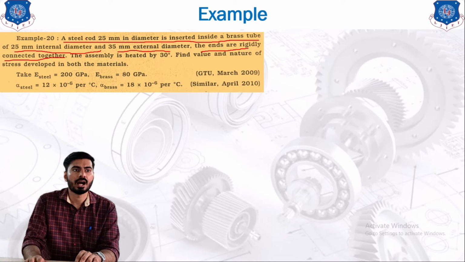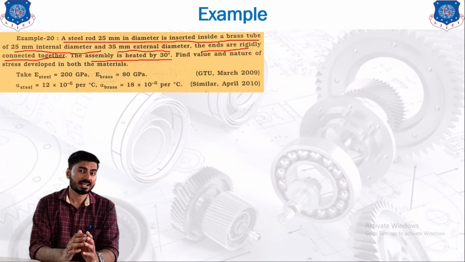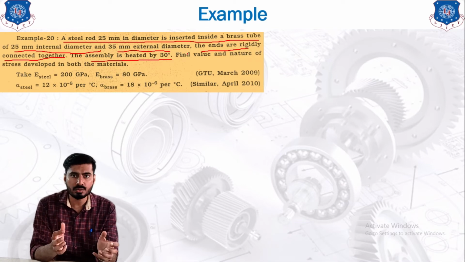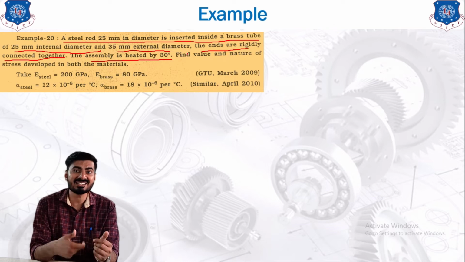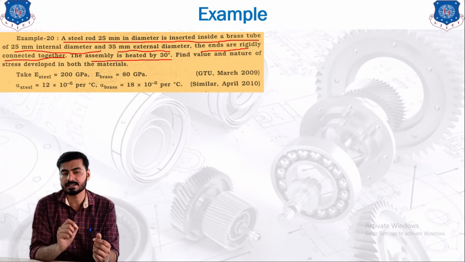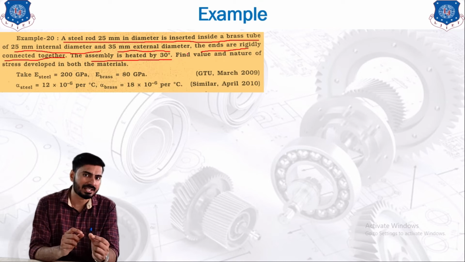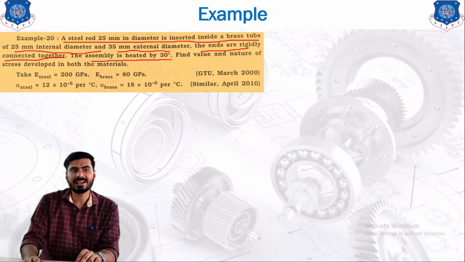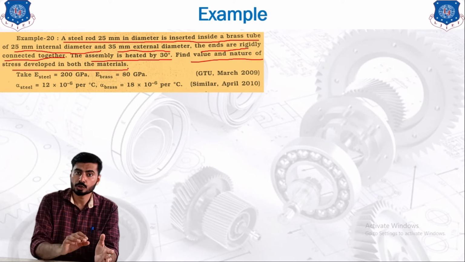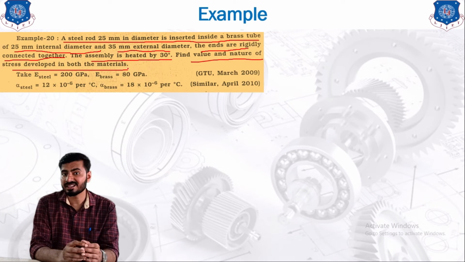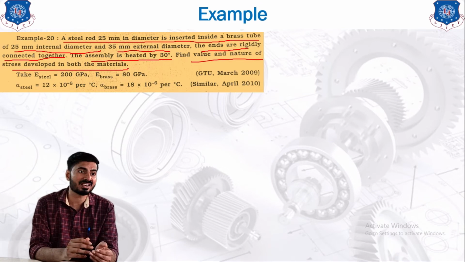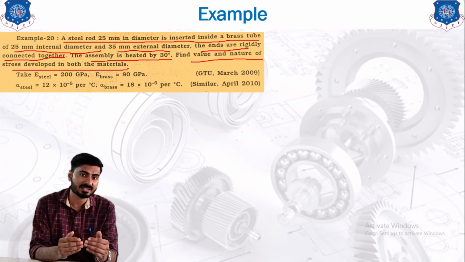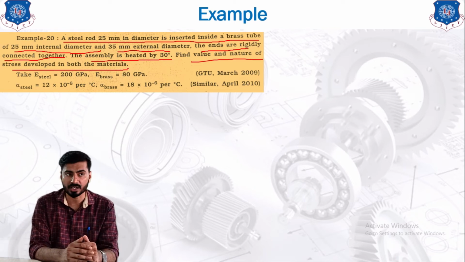If it is not given in your example data, then we have to assume that both the materials are connected together rigidly. Next, the assembly is heated by 30°C, which means that after assembling and connecting both the materials, we are increasing the temperature of the assembly by 30°C, which means that the delta T, or we can say the T value, is given directly as 30°. Find the value and nature of the stress developed in both the materials. So here steel and brass, two materials are given, and we need to calculate the nature and value of the stress which is being developed in those two materials.